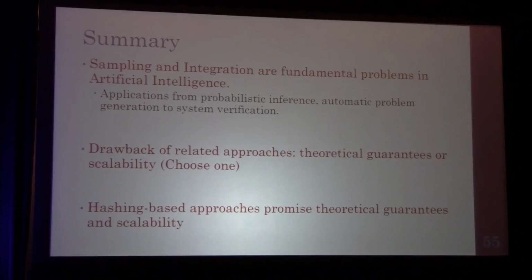In this tutorial, we discussed that sampling and integration are very fundamental problems in artificial intelligence, with applications from probabilistic inference to verification. The related approaches typically suffer from one of the drawbacks: either you get theoretical guarantees or you get scalability, but you typically lose the theoretical guarantees, or you have to make very strong assumptions on the distribution. Hashing-based approaches promise guarantees as well as scalability.